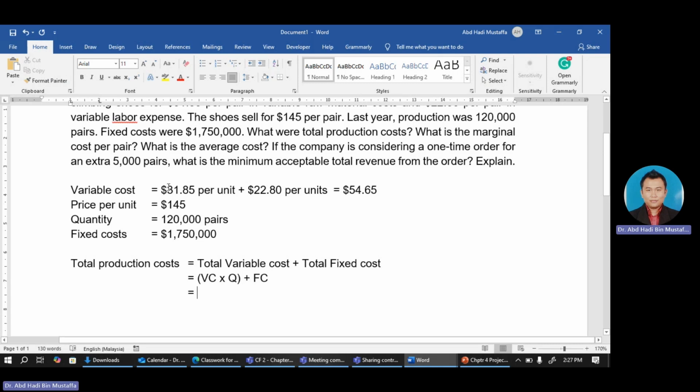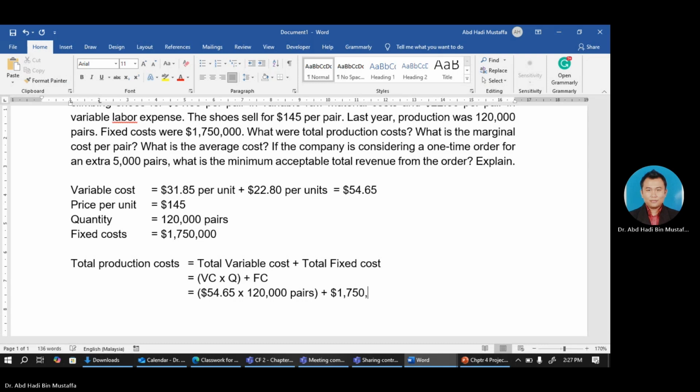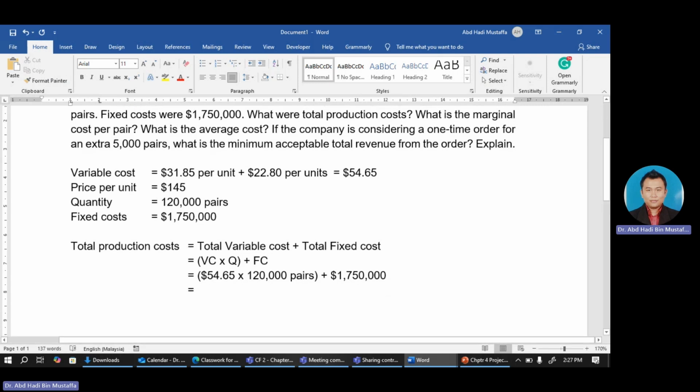Now, by looking at this information, you sort out the information already. It makes it easy for you to sort out your answers, which is $54.65 multiplied by Q, which is 120,000 pairs, plus FC, which is 1,750,000. Let me know if you do not understand in between.